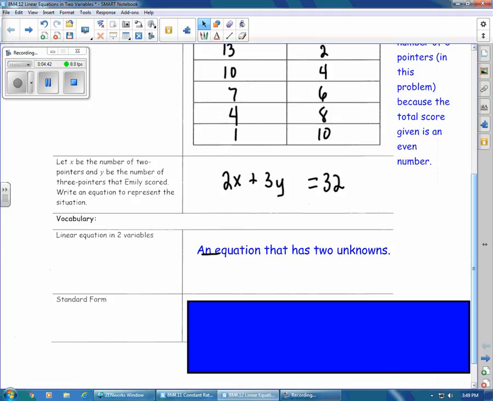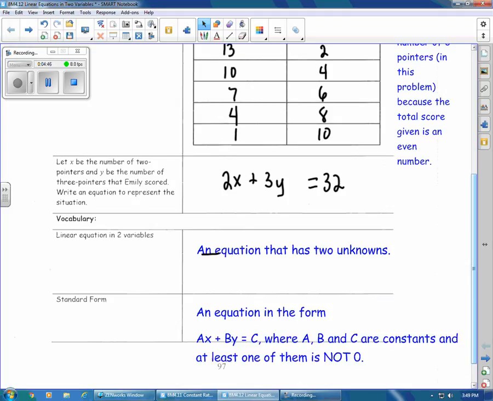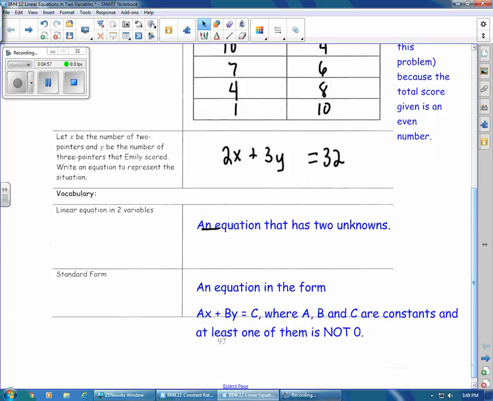Standard form. An equation is in standard form when we say ax plus by equals c, where a, b, and c are constants and at least one of them is not 0. And right now you're going, huh? This equation with Emily is in standard form. This is our A, 2, x plus 3 is our B, equals C, our 32. So that particular equation is in standard form.